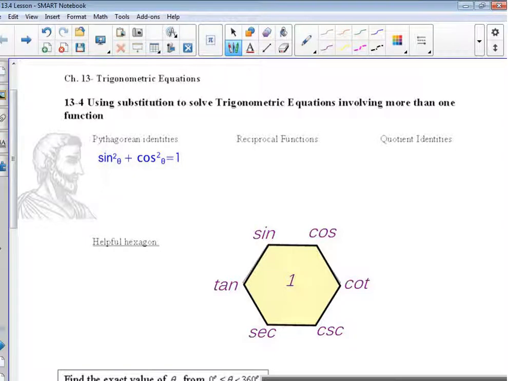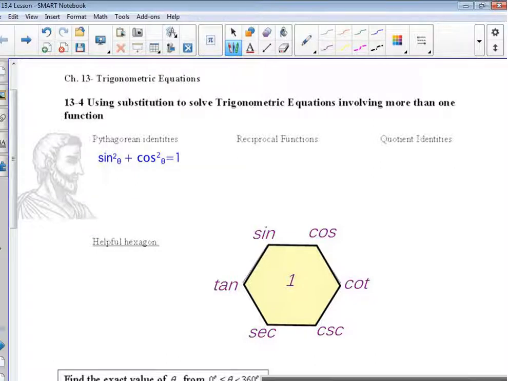All right, for this lesson, we are going to solve some trig equations, but we're going to use some of the identities that we learned. So that helpful hexagon is going to enable us to do that. So let's take a look at that. I put the sine, cosine, cotan, cosecant all in the right order.